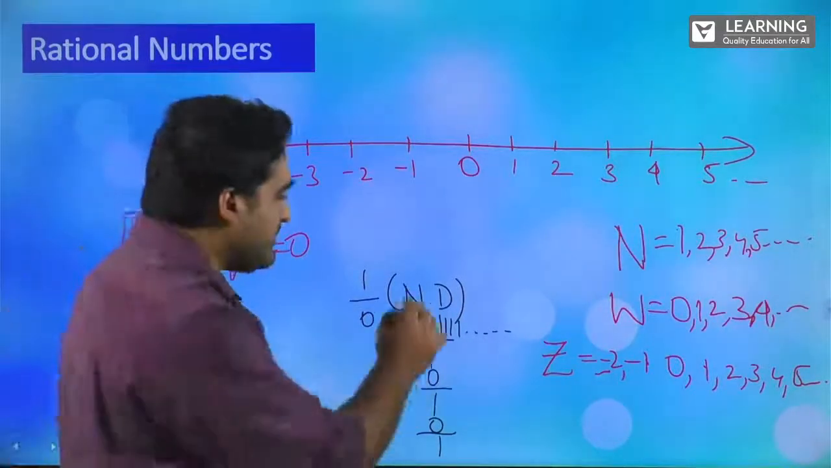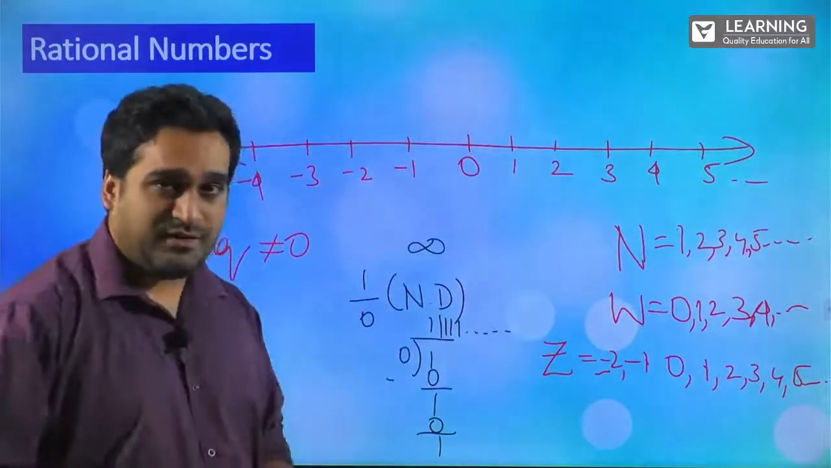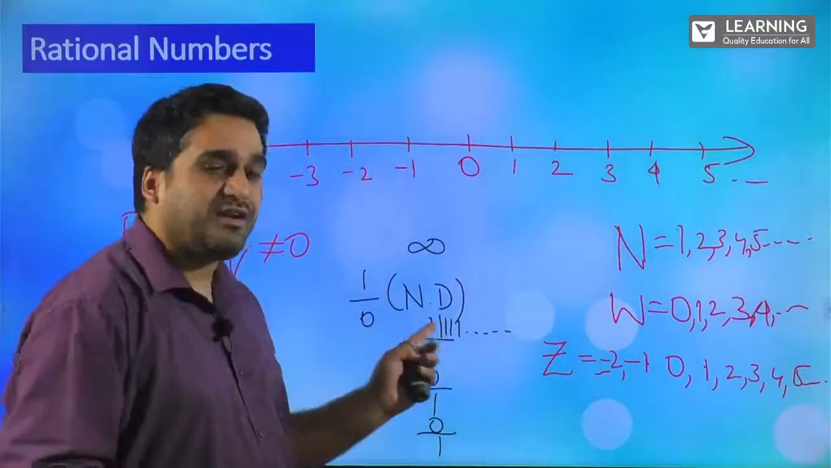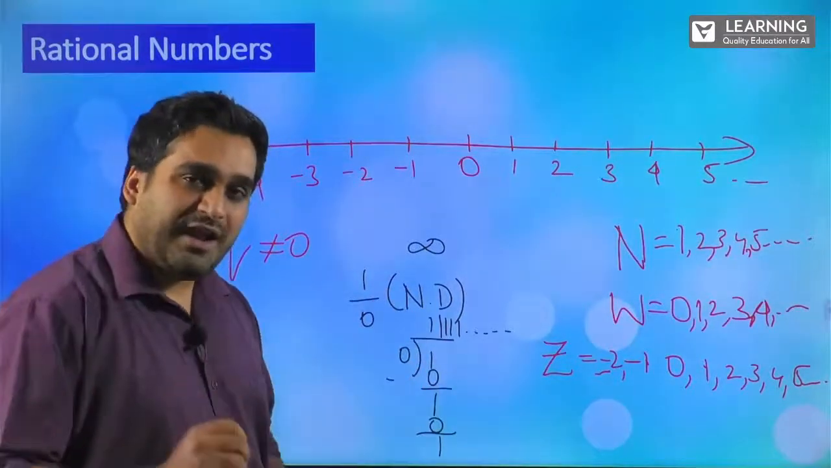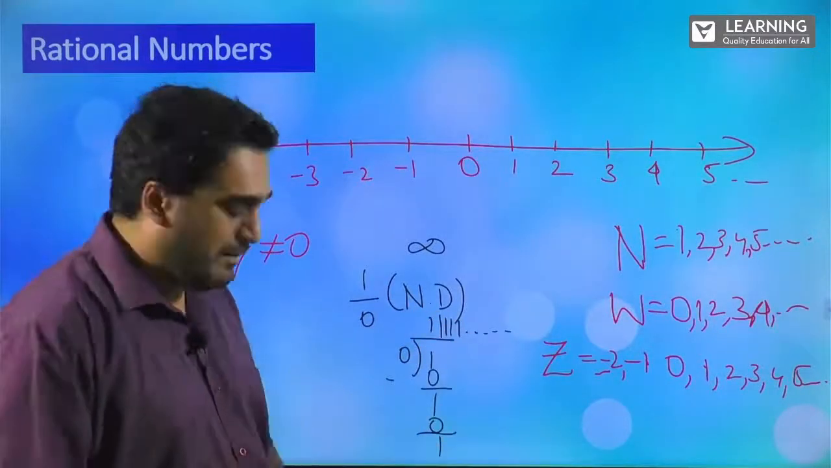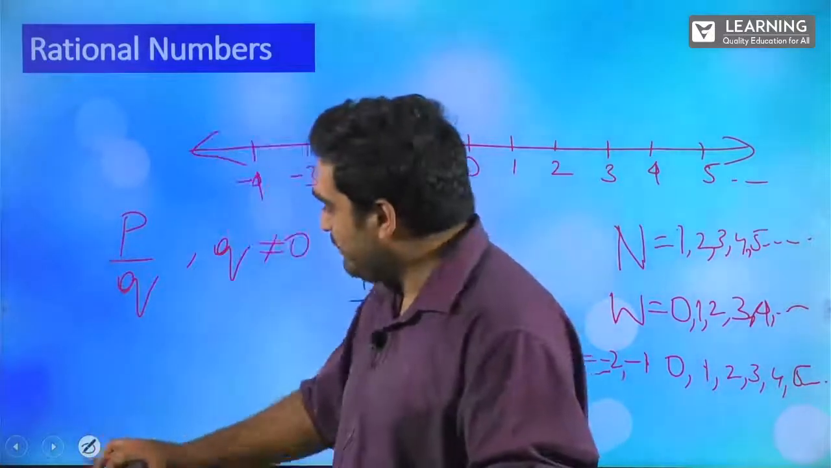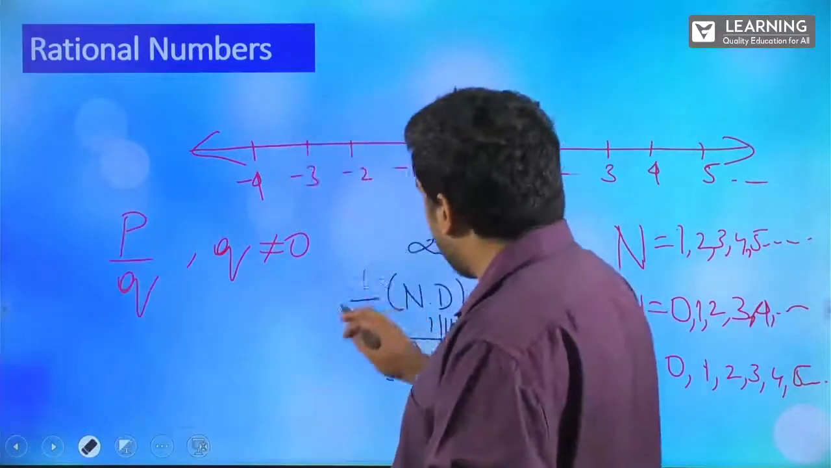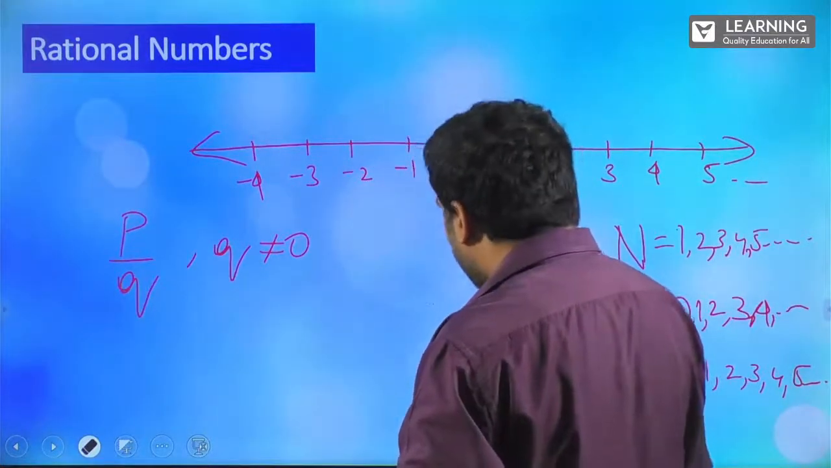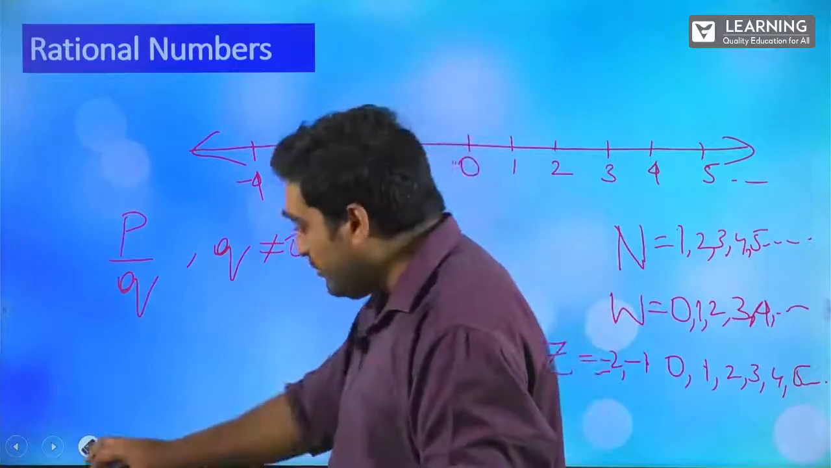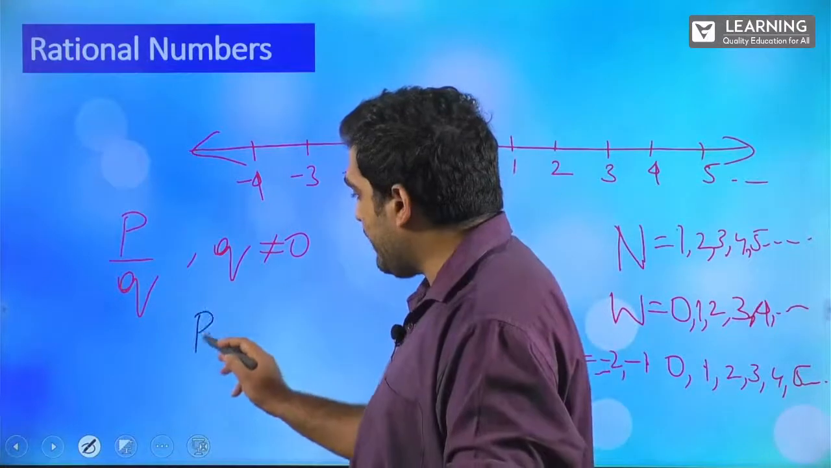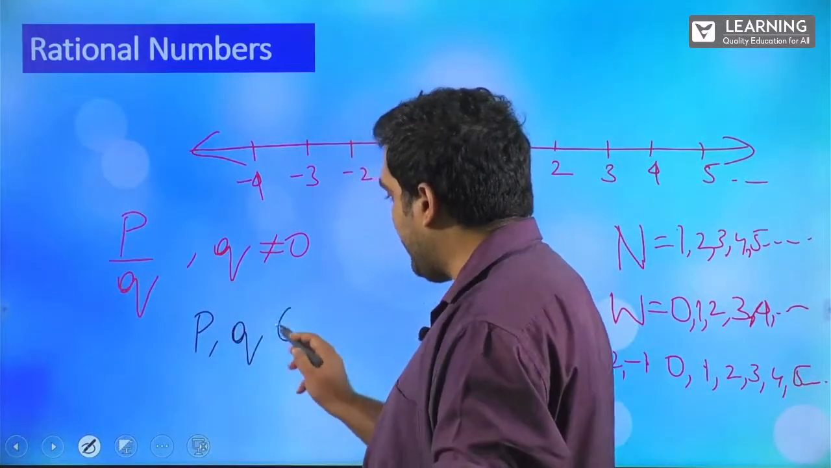Sometimes it is given by this symbol, which is infinity. But that is not the accurate symbol to use for a number that is not defined. So I would suggest you write ND as an abbreviation for a not defined number. Okay. So particularly here, these two numbers, P by Q, called the rational number, where Q is not equal to 0, it should not be equal to 0. P and Q are actually a set of integers.